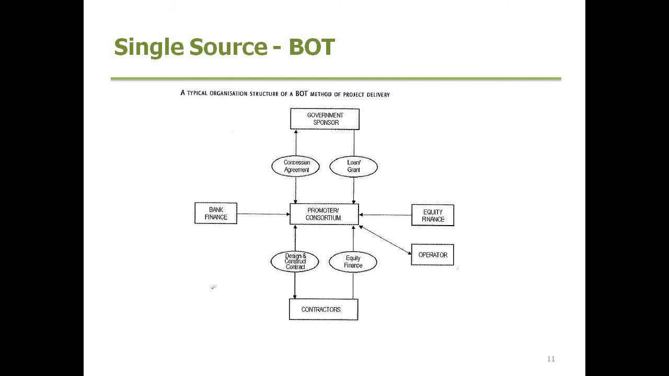The other forms, this is showing the simple diagram of the communication and contract arrangement in build, own, transfer as well. And they can come in several forms: build and transfer, build, own, operate, transfer, and build, own, operate, which never transfers. The builder takes control of that for the whole period of the life of the asset.